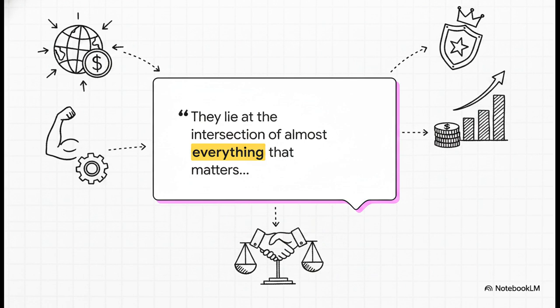He elevates this dry concept right to the absolute center of global survival. He says they lie at the intersection of almost everything that matters in global economics and politics: national power, full employment, industrial strength, financial stability. Seriously, if you want to know who really holds the cards in global politics, you can't just look at the military. You've got to look at the balance of payments.